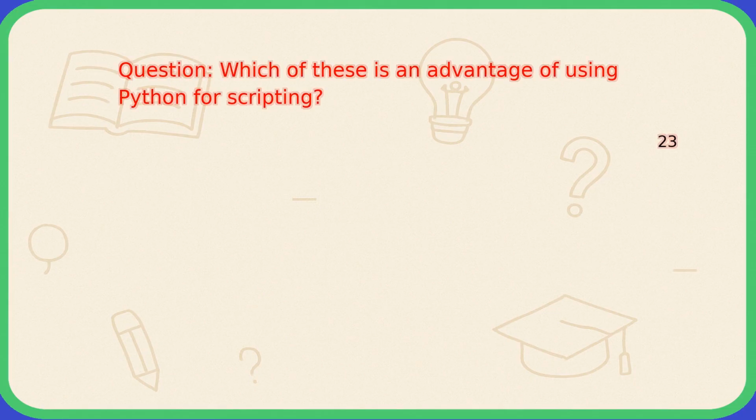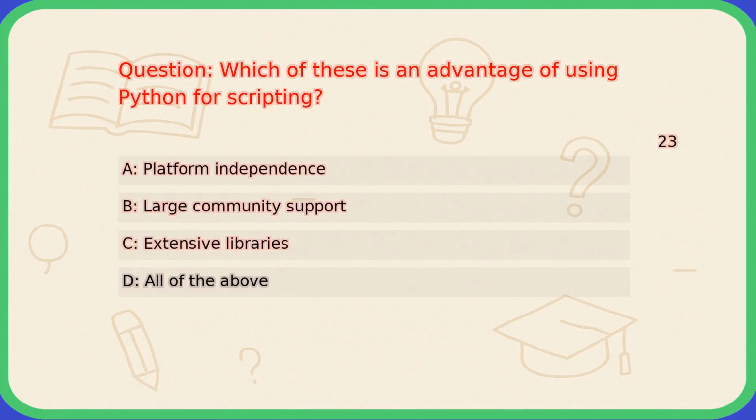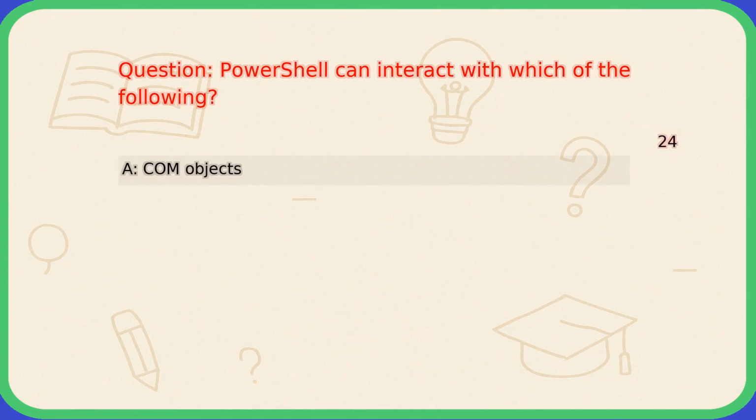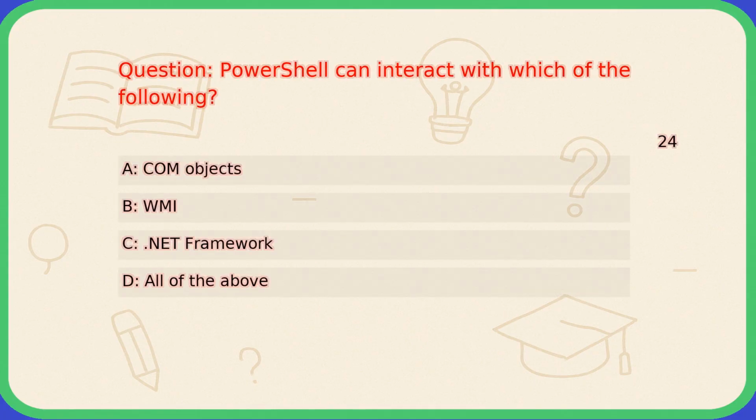Question: which of these is an advantage of using Python for scripting? Answer D. All of the above. Question: PowerShell can interact with which of the following? Answer D. All of the above.